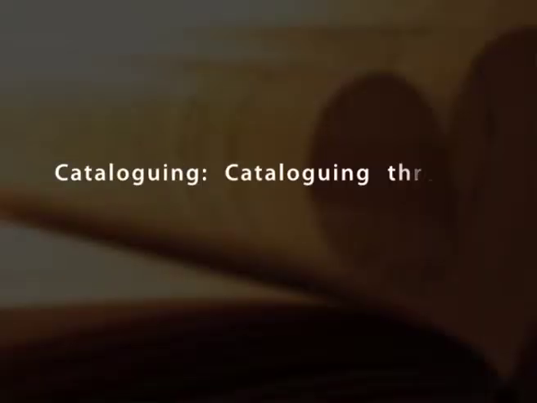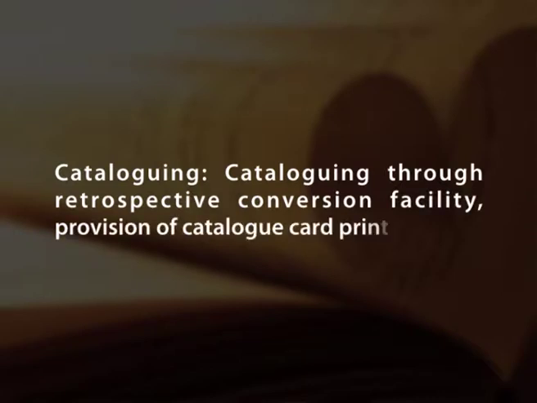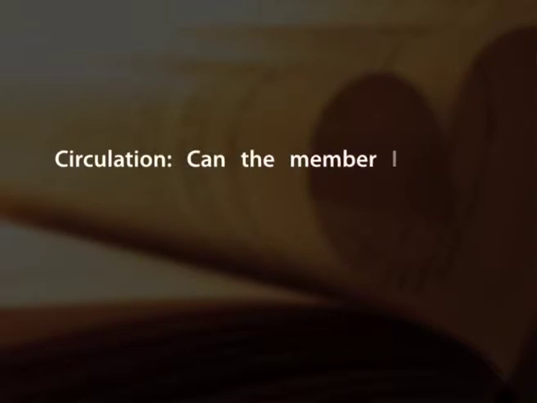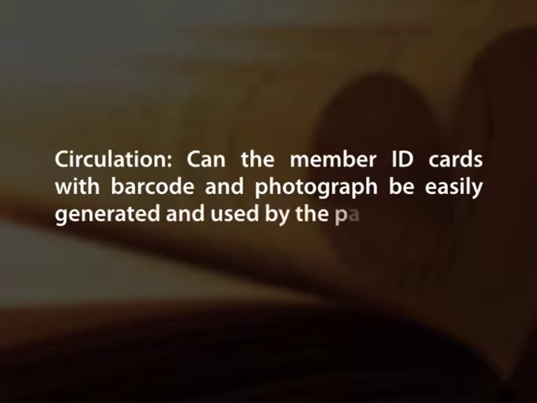B. Cataloging. Cataloging through retrospective conversion facility, provision of catalog card printing, etc. C. Circulation. Can the member ID cards with barcode and photograph be easily generated and used by the package? Is it possible to record the visits of the members to the library irrespective of the circulation? Provision for issue, return and renewal of documents, grace periods, overdue alert, computation of fines and reservation of documents, etc.